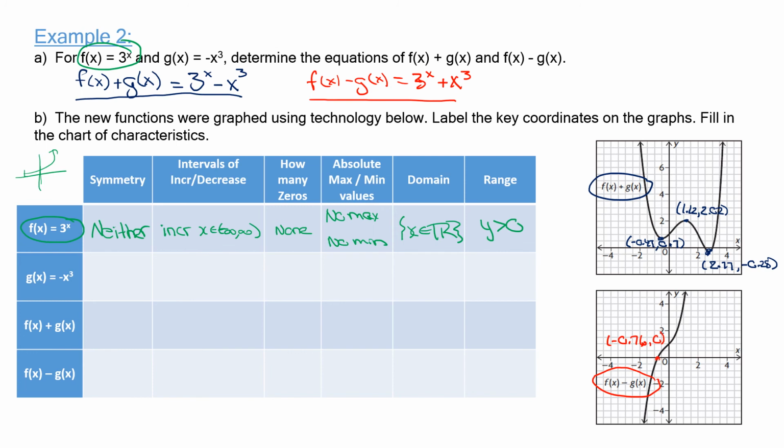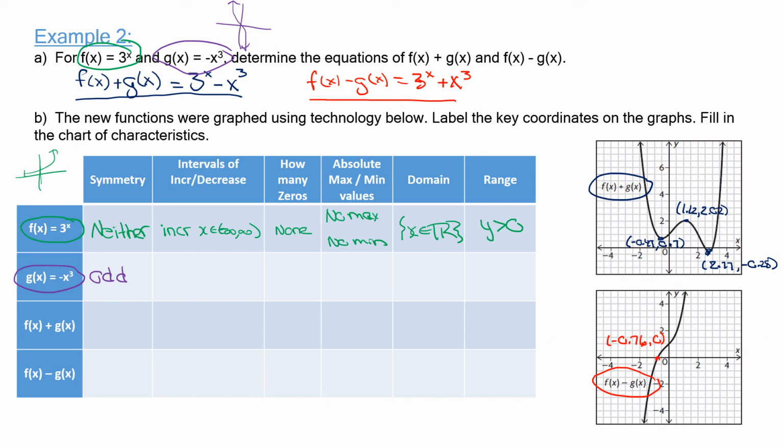That's the range. The next one we want to do is the other parent function that we're talking about, which is negative x cubed. That's the second one we're going to do. What does negative x cubed look like? Negative x cubed is the cubic function, but decreasing, right? That's negative x cubed right there. What about its symmetry? Yes, it has odd symmetry. It's just like the parent function x cubed. It has odd symmetry, or you could think of it as rotational symmetry about the origin.